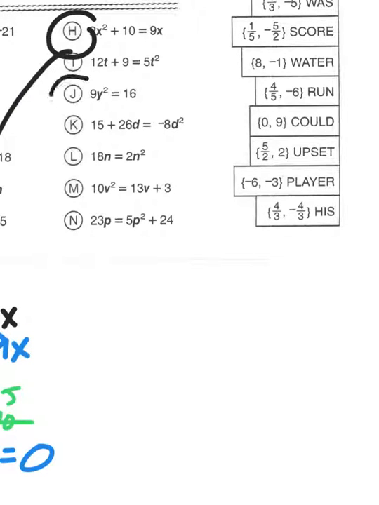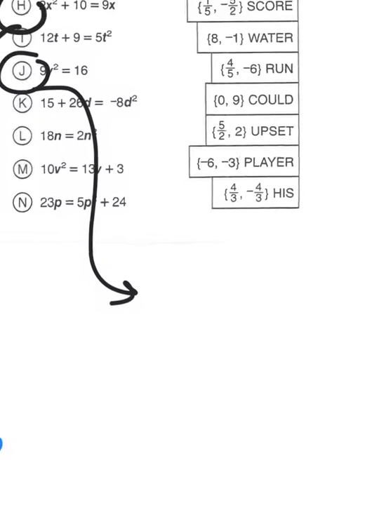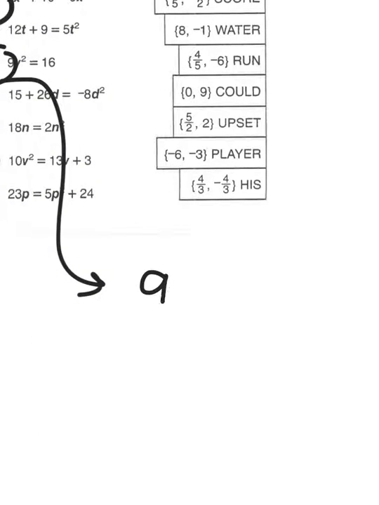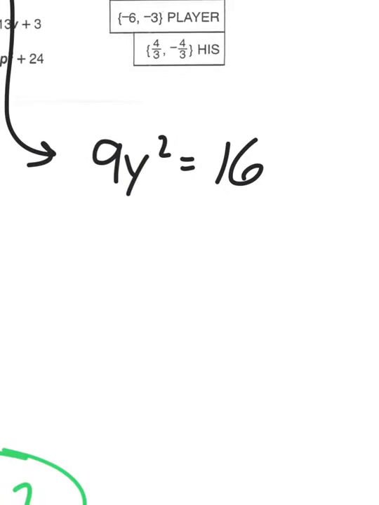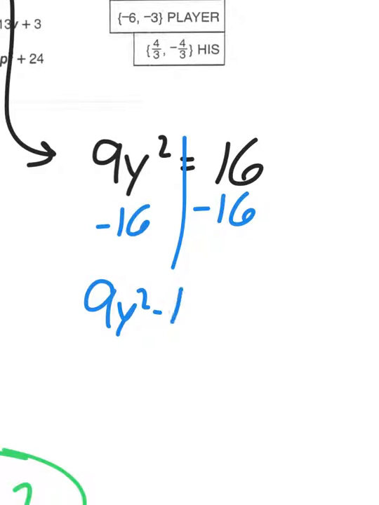Okay, I feel like letter I is pretty similar, so I'm going to jump down to letter J and take a look at this one. Again, one of those smaller ones where there's just a couple things in it, not a lot. 9y squared equals 16, and that's it. All right, well, for sure, first thing I've got to do is get everything on one side, right? Get it set equal to 0. So minus 16 to both sides. 9y squared minus 16 equals 0.